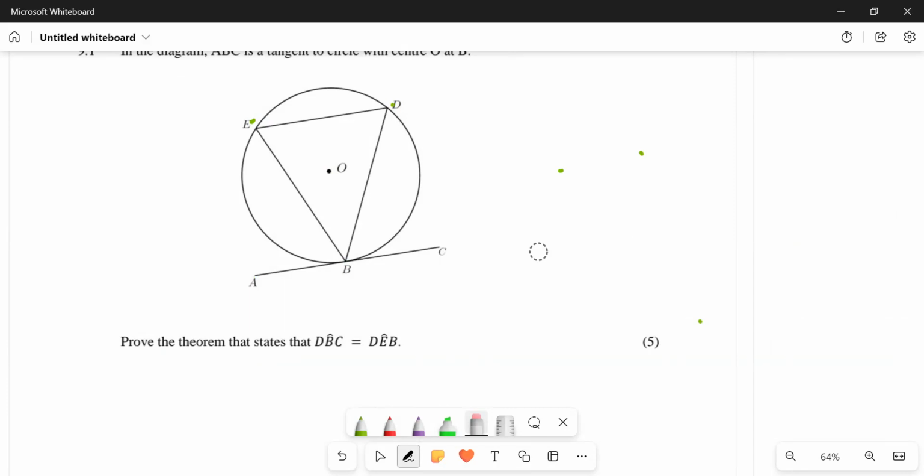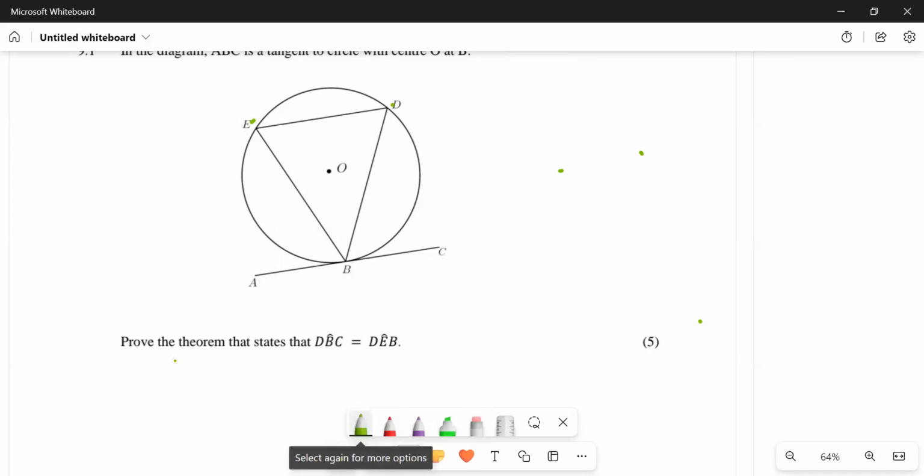Prove something is a cyclic quad. They're not saying prove the theorem that states that opposite angles. If they want you to prove that opposite angles of a cyclic quad are supplementary, they will tell you prove the theorem that states that opposite angles of a cyclic quad add up to 180. We will check that one when we get to it. But when we construct, they don't give us any values. There's a certain way you should do it.